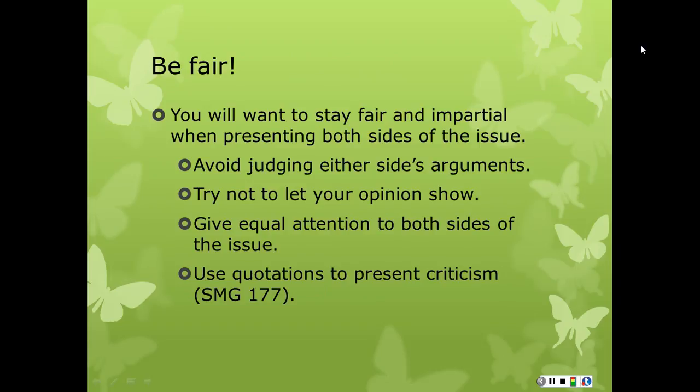Like I said earlier, you want to present both sides equally. We should not know if I'm reading this paper or your friend is reading your paper. We should not be able to tell if you agree or disagree about the issue you're talking about. So you want to give each side the same amount of representation.